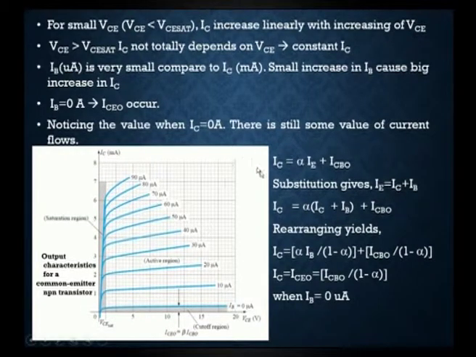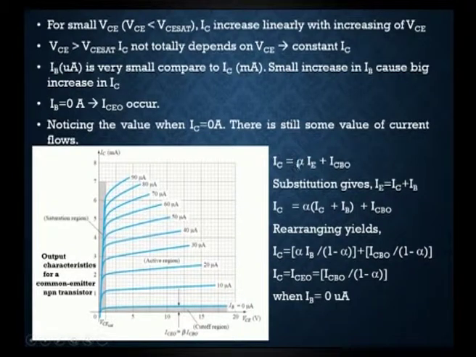Now, look into some of the equations that we already know and discussed in the common base configuration and the transistor operation. The very first equation we know is IC is equal to alpha IE plus ICBO. Substituting the IE value, we know IE is equal to the sum of base current and collector current. Substituting this in the equation, IC becomes alpha into IC plus IB.